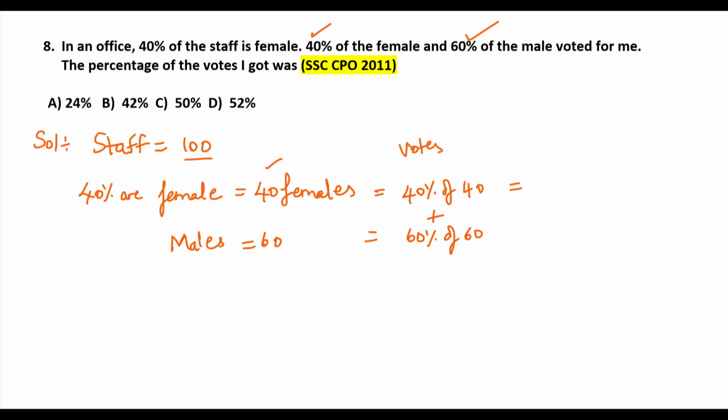What is 40% of 40? No need of doing the conventional method. We know the tricks, right? So 10% of 40 is 4. How many times? 4, 4, 4, plus 4, which is 16. Okay. So 60%, again 50% of 60 is 60 by 2, that is 30, and 10% is 6. So your answer is 16 and 36. If you add them, your answer is 52%. Therefore, the option is D.